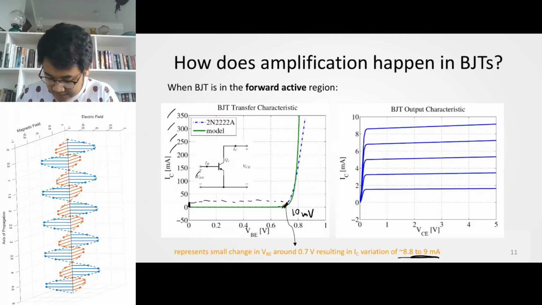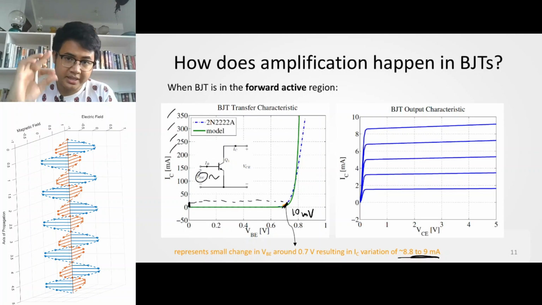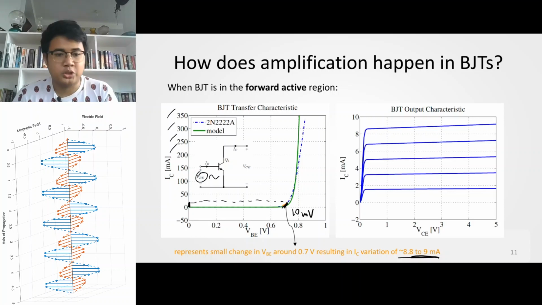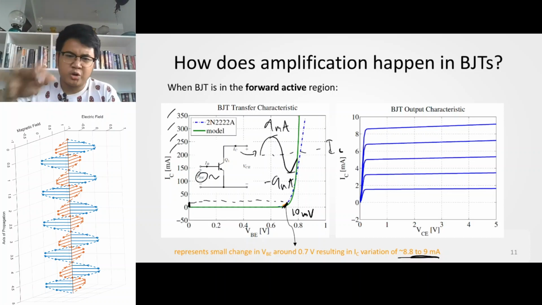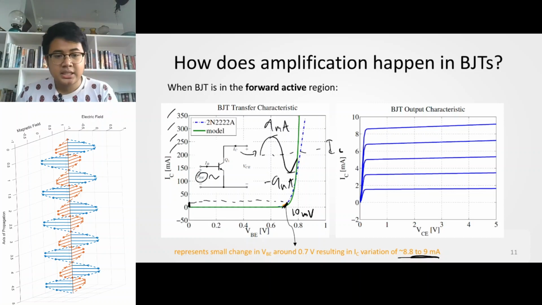So imagine this as a signal. Let's say it's a sinusoid, a very small sinusoid, 10 millivolts of amplitude. This IC will vary wildly from negative 9 milliamperes to 9 milliamperes, from your mean IC. Okay, from your mean. So there's a large amount of change in IC because of just a small change in VBE. So imagine if you have a resistor here.